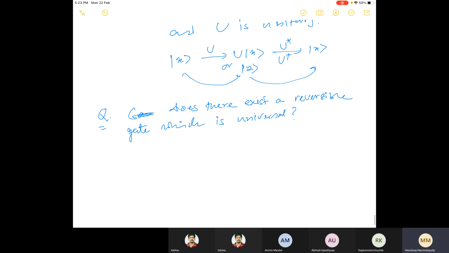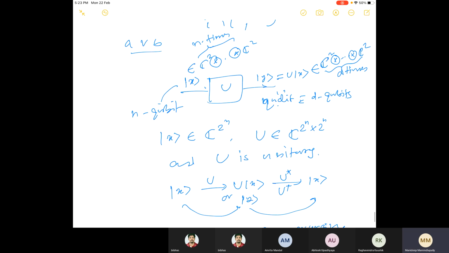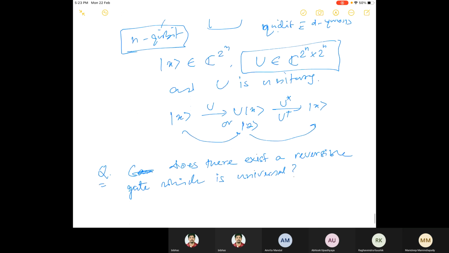Excuse me, sir. In the previous example, x is a qubit and ux is a qubit, is it? This is the n qubit. So x is n qubits and y is d qubits. That means how can you be? Sorry, I was talking about... I think I made a mistake here. It always has to be n, otherwise we do not have this unitary. Yes, you're correct. Yeah, I made a mistake.